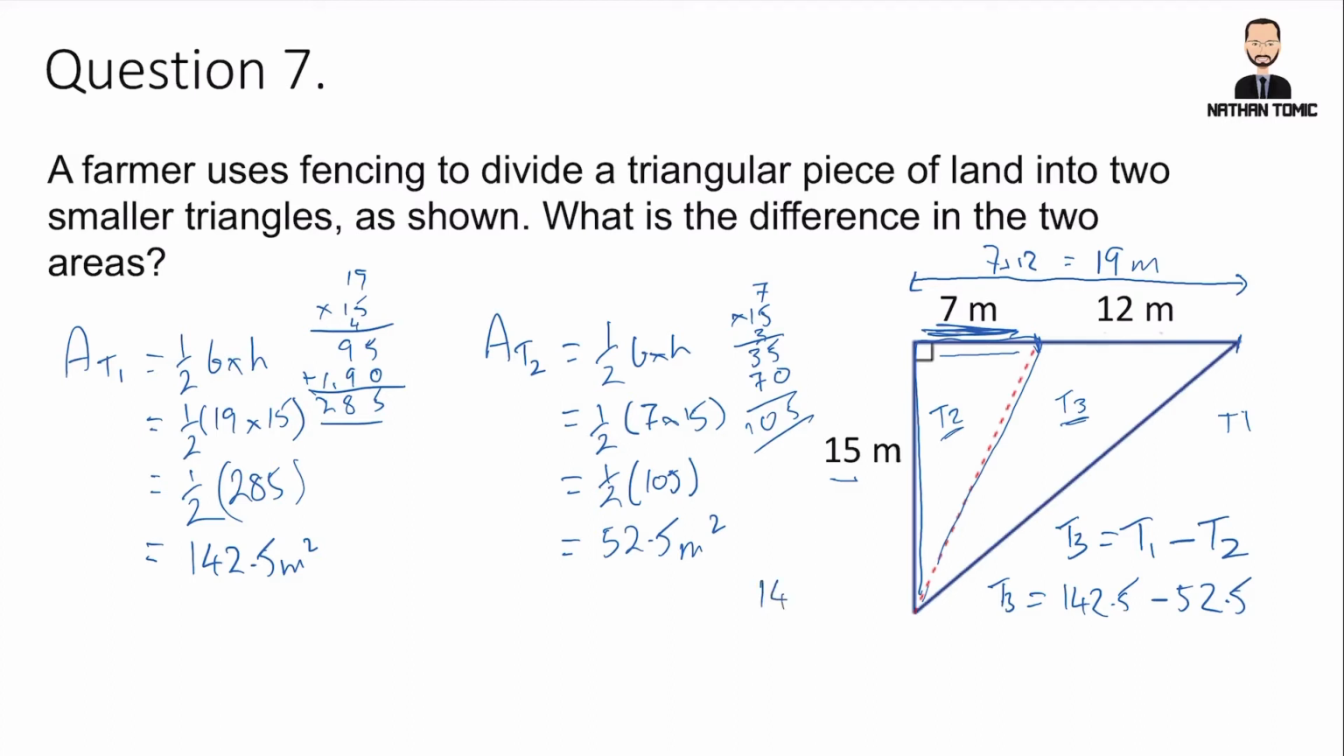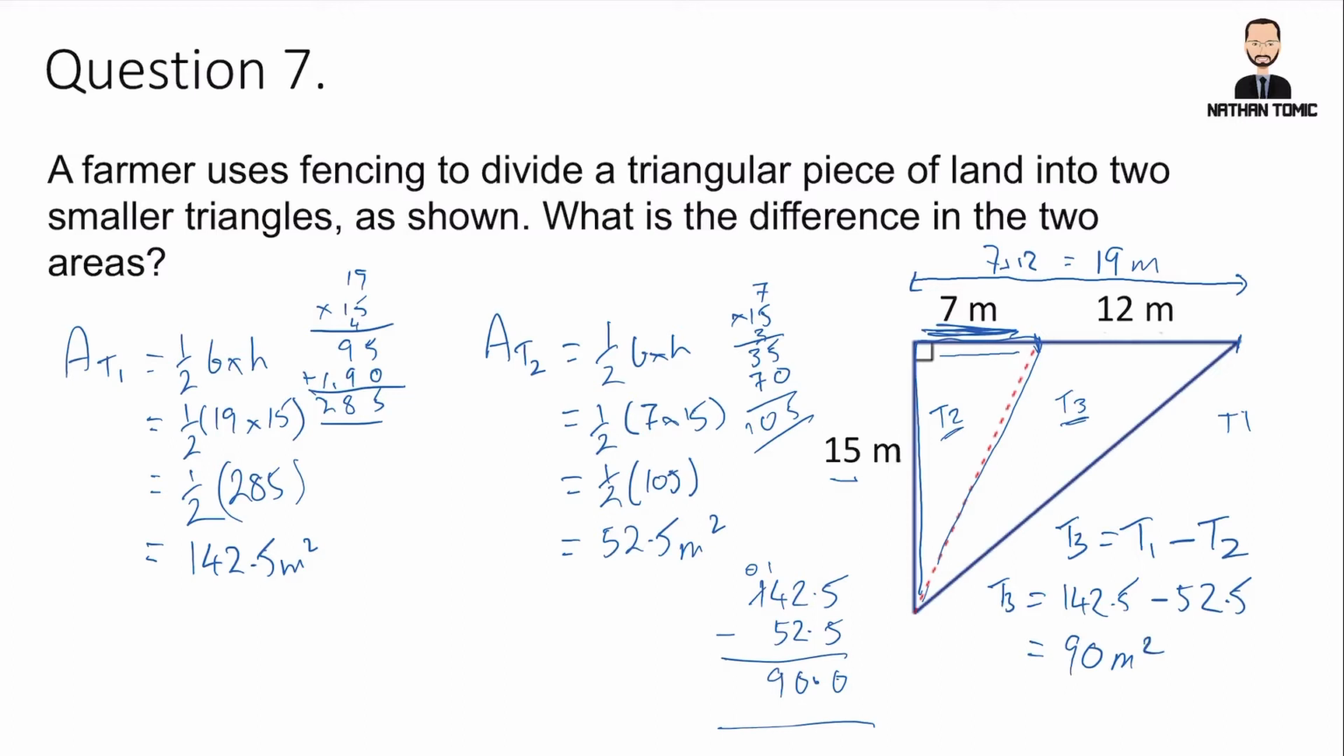So 142.5 minus 52.5. Remember, we just got to keep the decimal places lined up when we're doing subtraction of decimals. So 5 from 5, of course, is 0. Make sure the decimal point stays where it should be. 2 from 2 is 0. 5 from 4 we can't do, so we take from that 1, so that's 0. Put it here. So now we've got 5 from 14, which of course is 9. So we end up with a measurement for T3 of 90 meters squared.